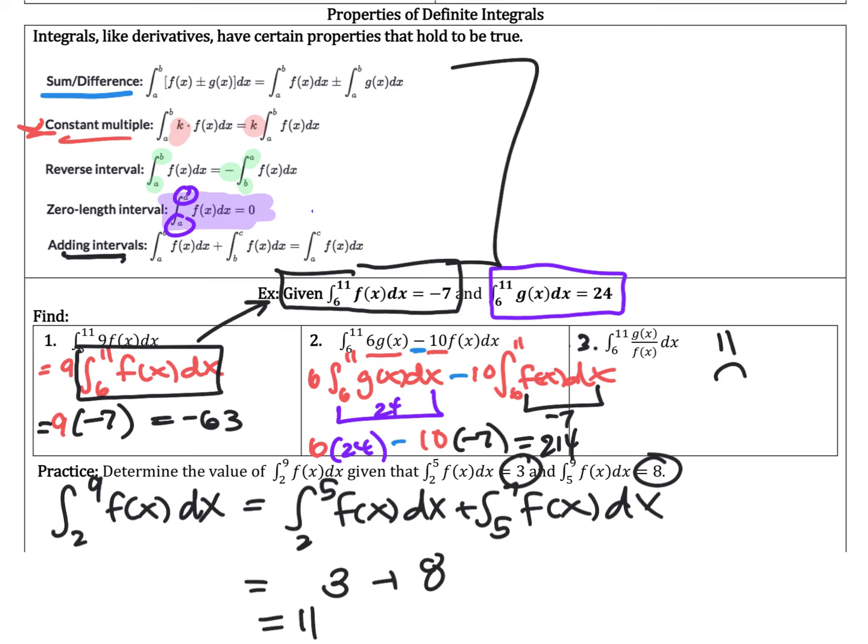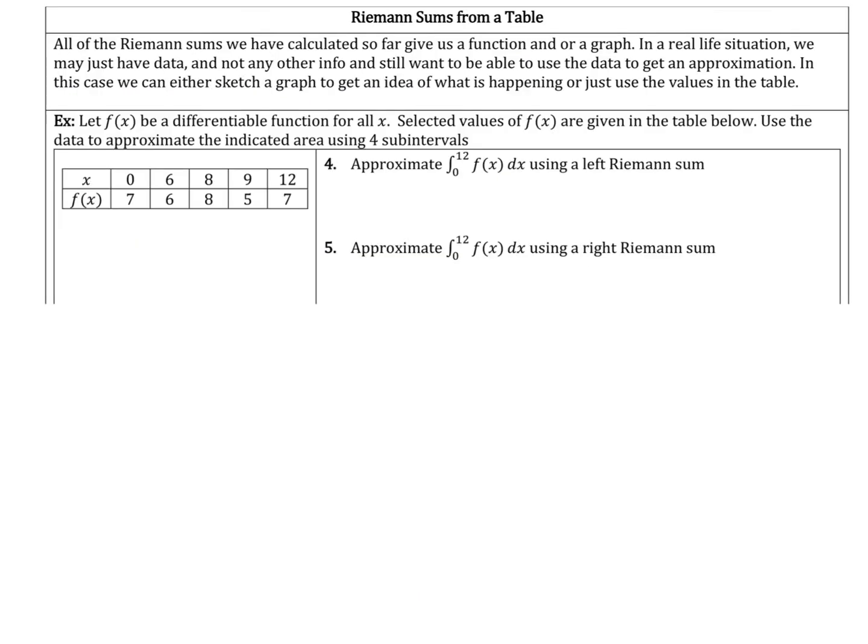All right, the last thing we're going to do in this video, I told you I was going to keep it short today, is we're going to look at finding Riemann sums from a table. So if we don't actually have a function or the graph of a function, we just have some selected information given to us in a table. So let's look at that.